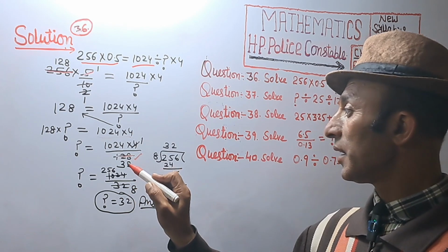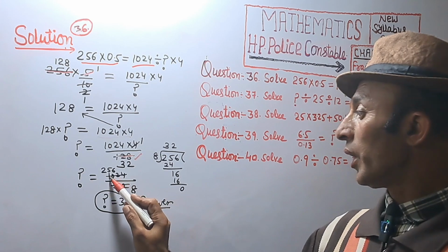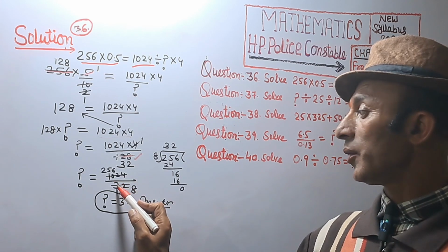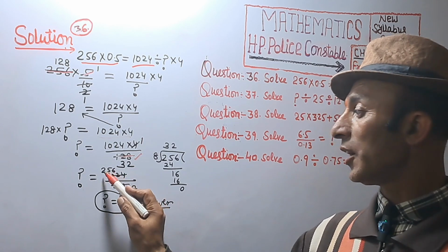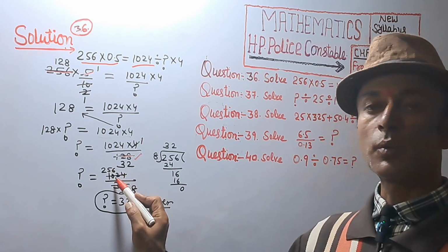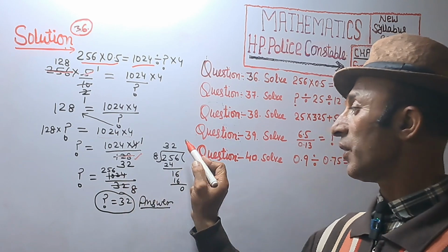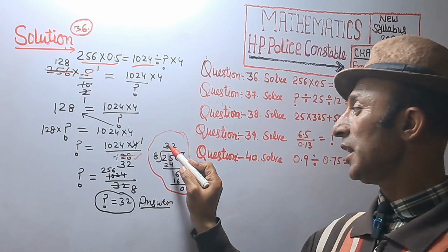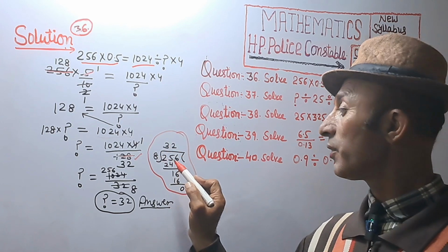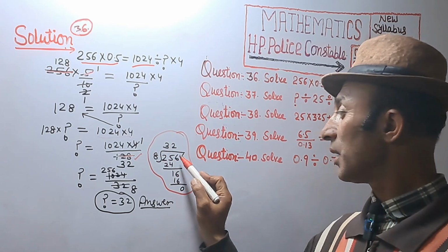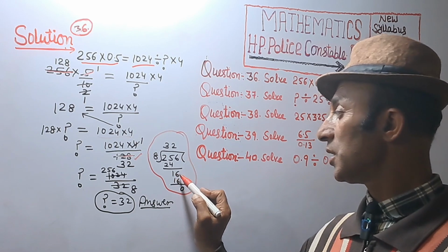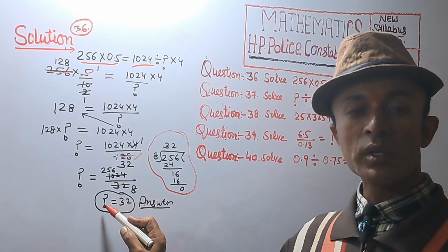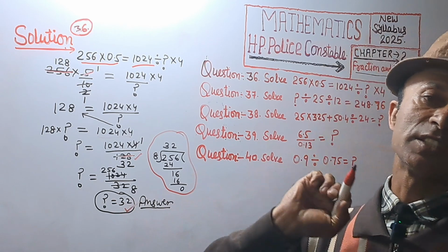So once again, 1024 divided by 32. 4 8s are 32 and 256 4s are 1024. And finally we divide 256 by 8, that is 8 3s are 24, 25 minus 24 is 1, and 6, 16, so 8 2s are 16, remainder 0, sign of interrogation equal to 32, answer.